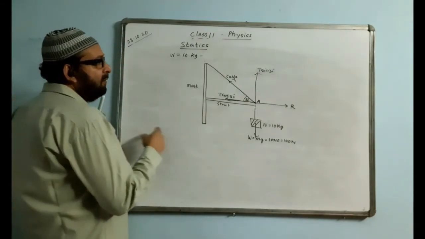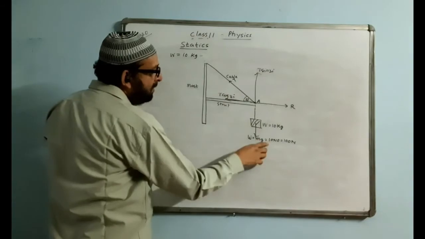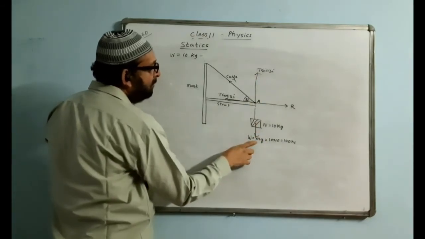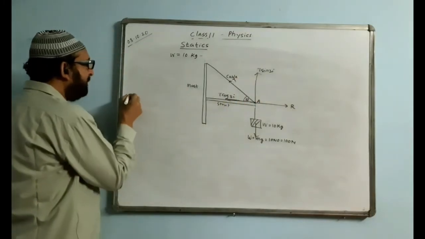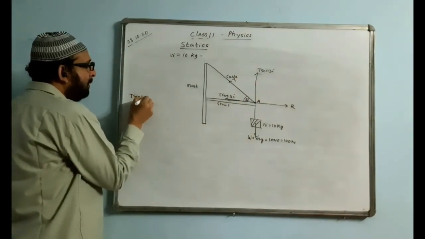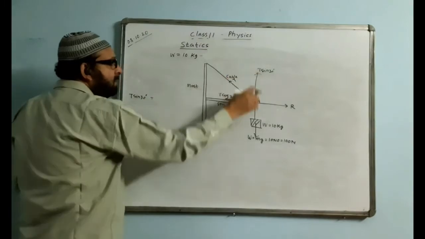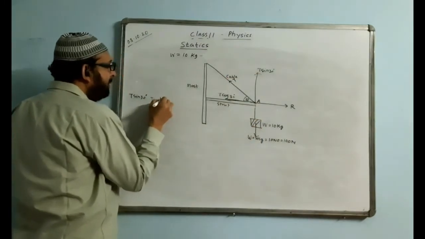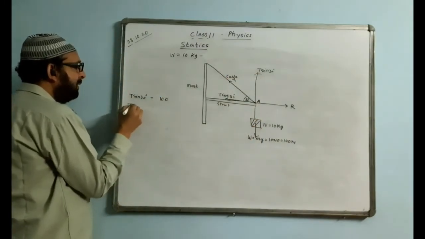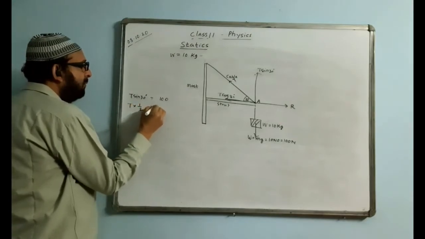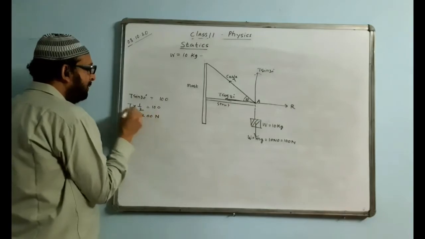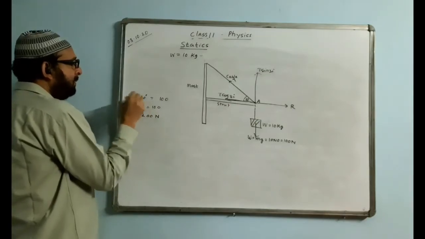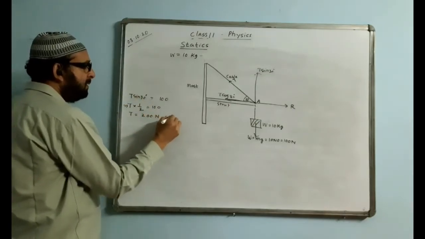So in equilibrium, upward force will be equal to downward force, left side force will be equal to right hand side force. We can directly write T sin 30 degrees, these two must be balancing each other, is equal to 100. Now T sin 30, sin 30 is half. The value of T is coming 200 N. That is the answer. Finished.